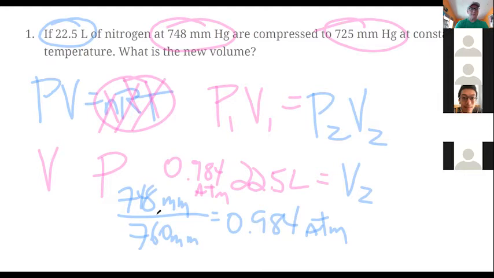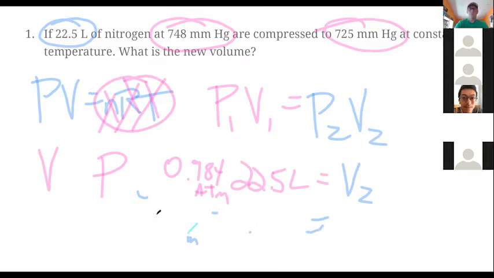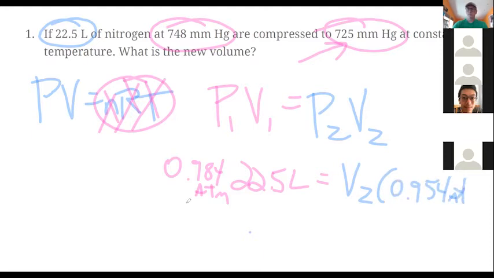Our initial pressure was 748. What's the new pressure? 0.9539. So you've taken 725 and divided it by 760? Mm-hmm. Okay. So what was it again? 0.954 atmospheres.